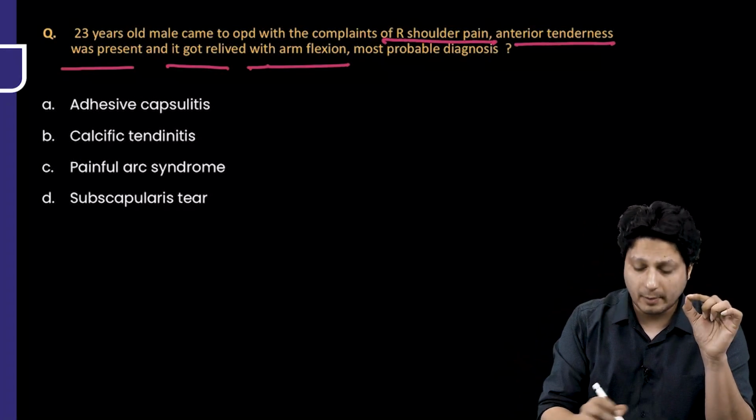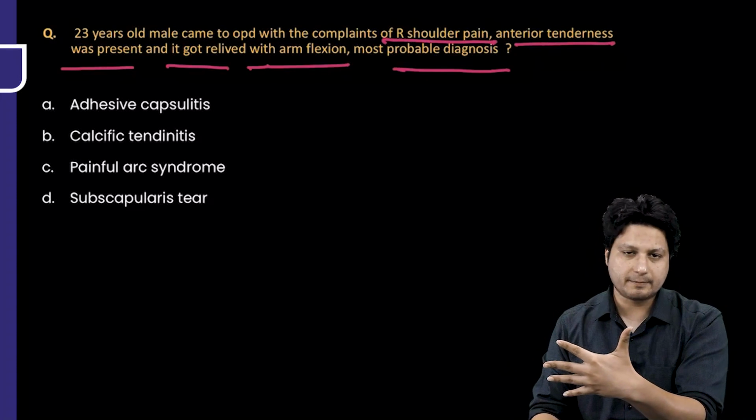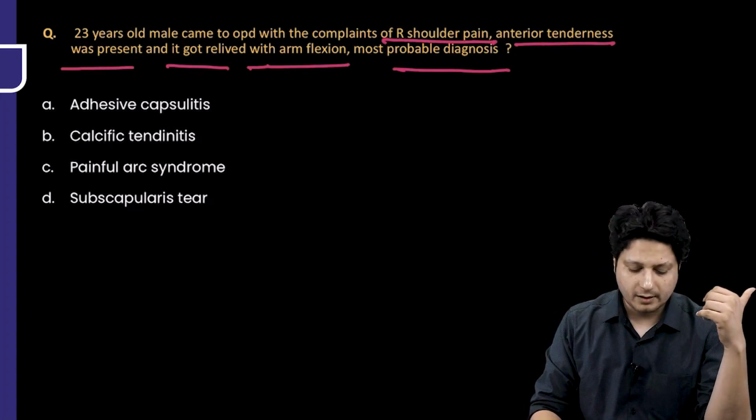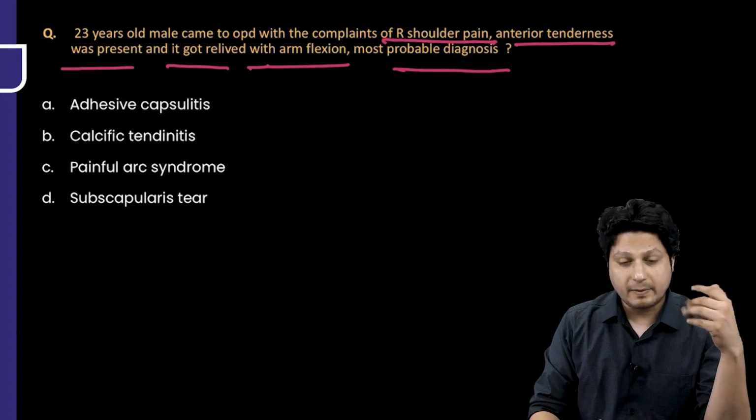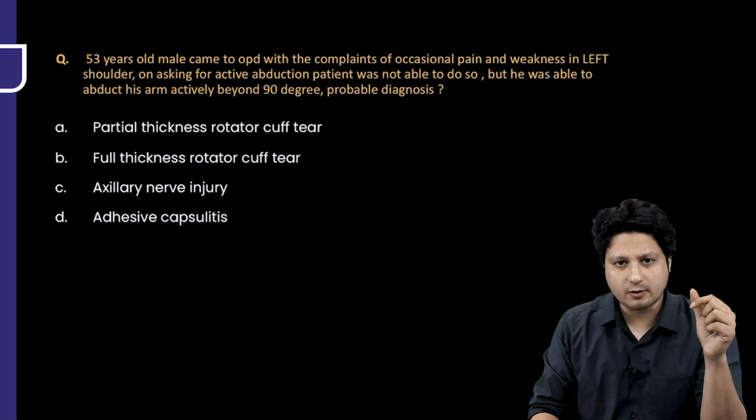What is the most probable diagnosis? And you will be provided with these same options every time: adhesive capsulitis, calcific tendinitis, then painful arc syndrome. All these options are always going to be there.